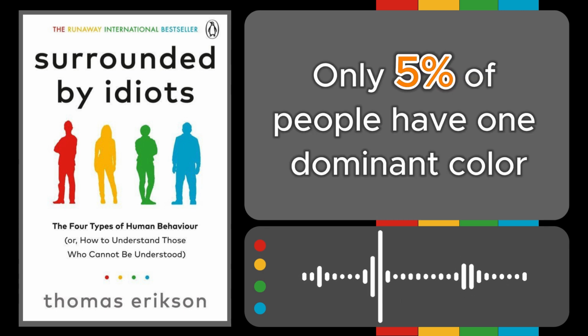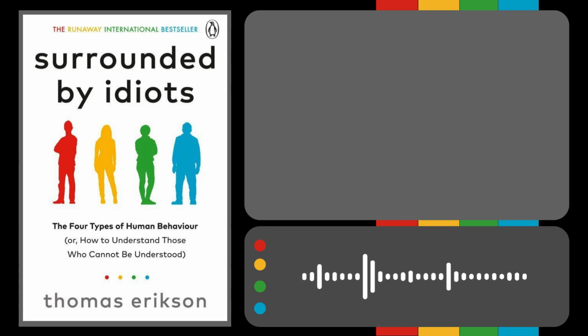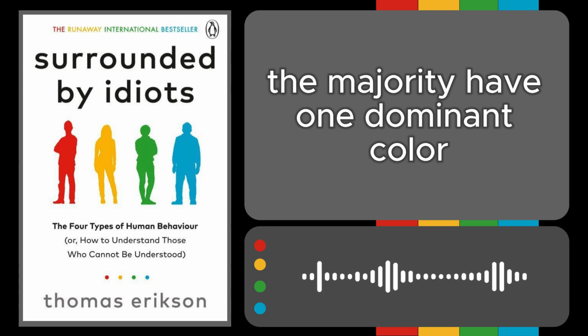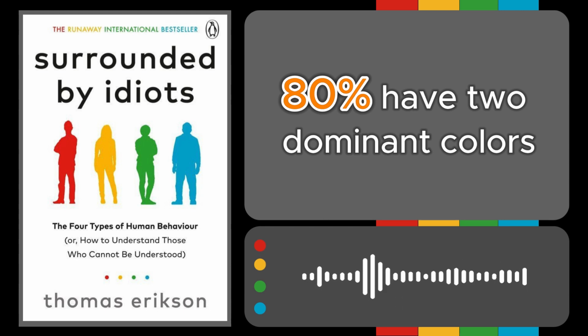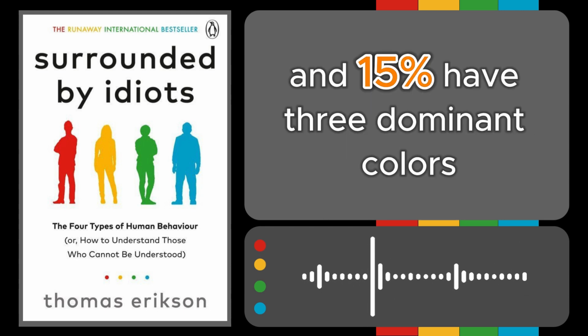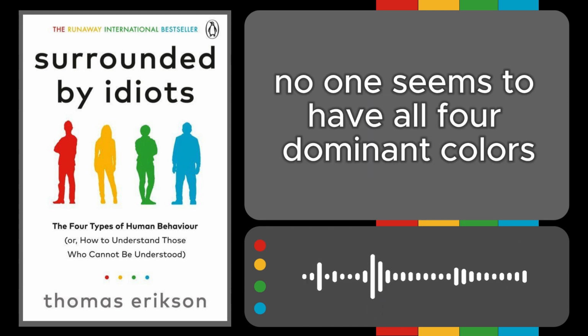Only 5% of people have one dominant color. The majority have two dominant colors. 80% have 2 dominant colors, and 15% have 3 dominant colors. No one seems to have all 4 dominant colors.